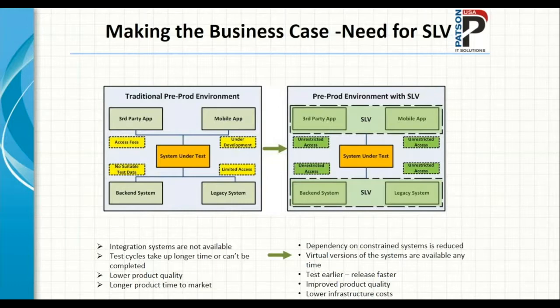What does it result in? It results in testing of your application earlier. That means you could get your releases out to production faster. You improve the product quality. You lower the infrastructure costs, and you take out the dependency on any constrained systems.